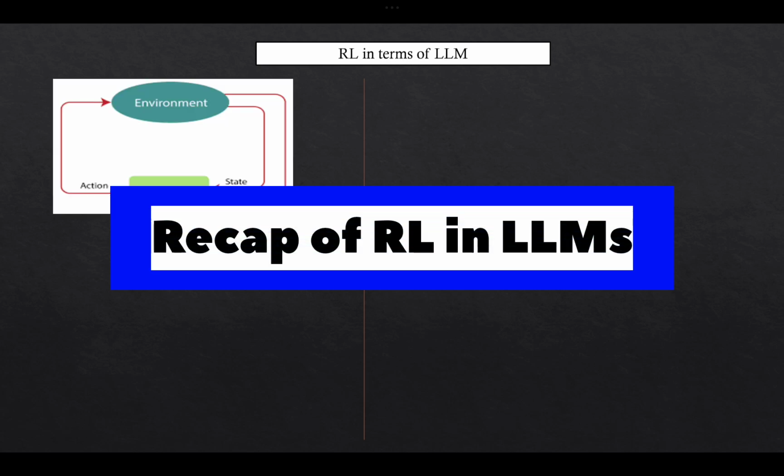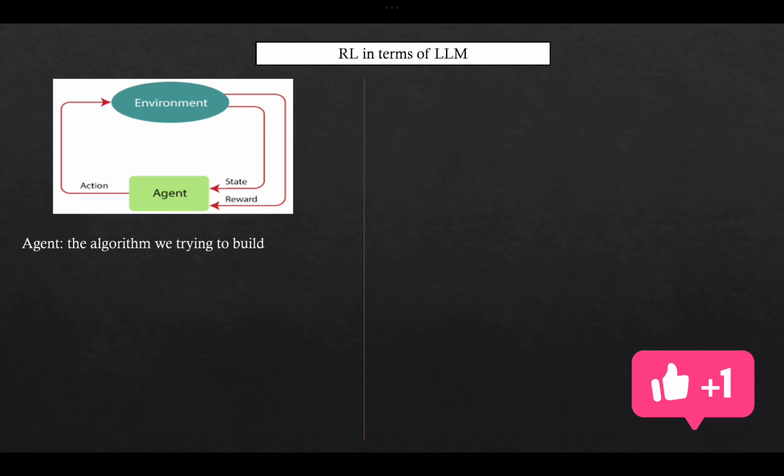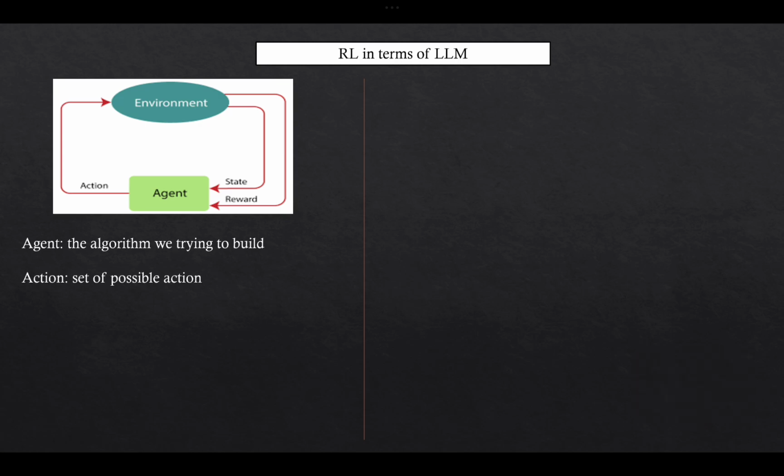So now let's go through a recap of RL, which is nothing but reinforcement learning. In reinforcement learning, these are the terminologies we should be aware of. First of all, the agent, which is nothing but the algorithm that we are trying to build in a particular environment. Then there is the action, which is the set of possible actions the agent can take being in a particular state.